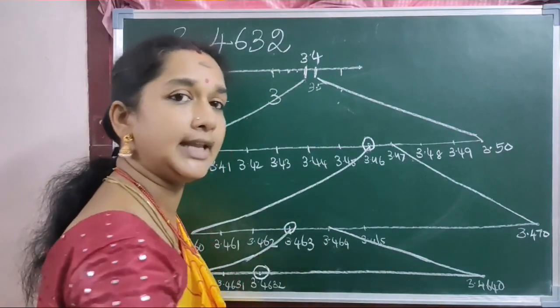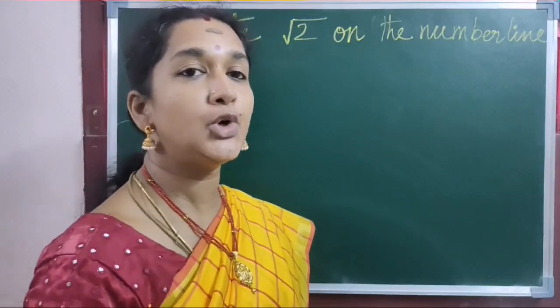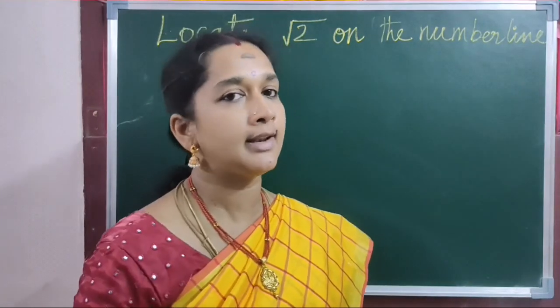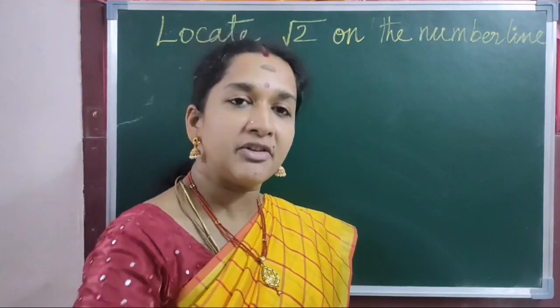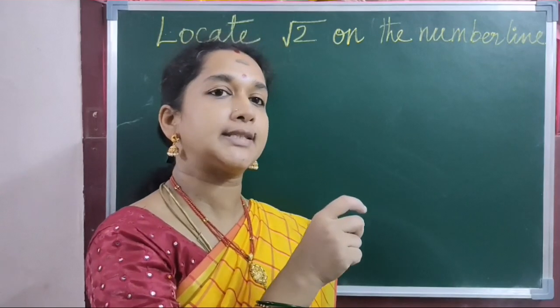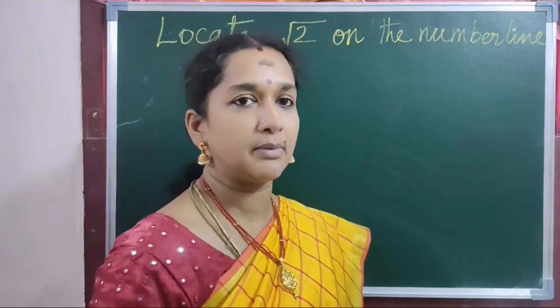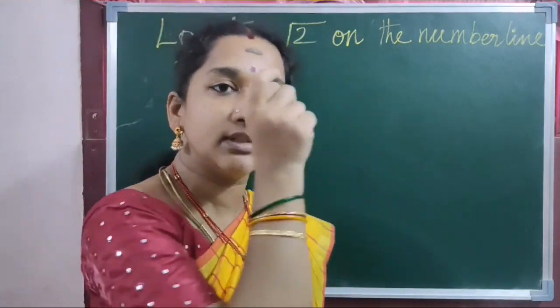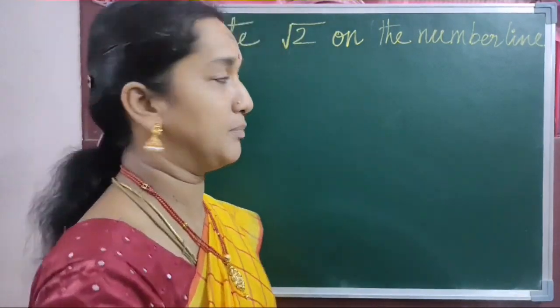Now I will tell you how to locate root 2 on the number line. Root 2 is an irrational number, as we know. Previously I told you how to represent a rational number on a number line. Now this one is root 2, an irrational number. This we are going to represent on the number line.